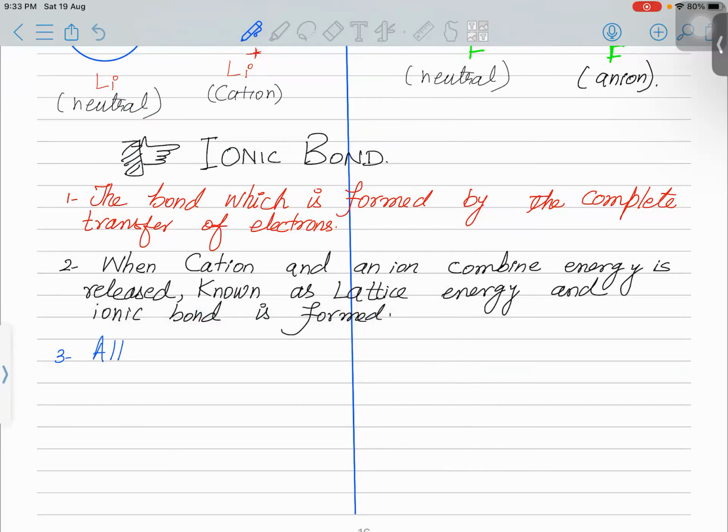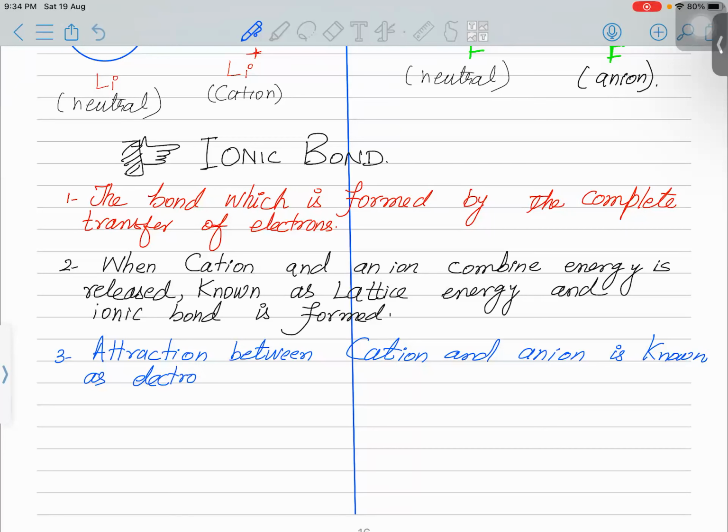Attraction between cation and anion is known as, yes, can you tell me the name of this attraction? Electrostatic force of attraction. Electrostatic force of attraction? Very good.